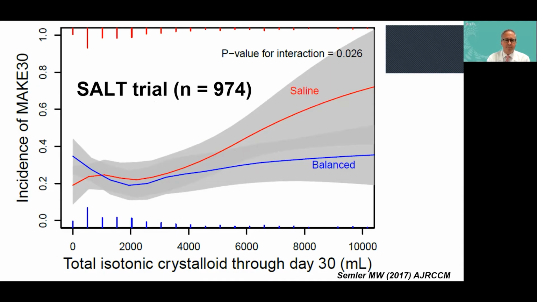Here is data from the SALT trial. When I was at Vanderbilt a few years ago, we were designing a large pragmatic interventional trial. And this was a pilot trial we did to see whether or not, one, we would be able to conduct such a trial, and two, to get a sense of the incidence of the primary outcome variable, which was MAKE30, or major adverse kidney events, which is death, new dialysis, and persistent renal dysfunction at 30 days.